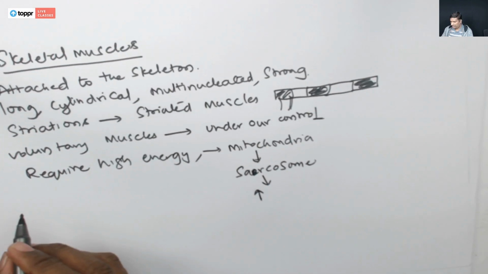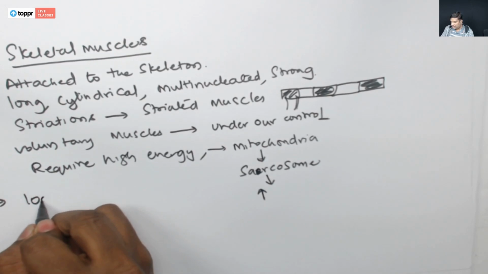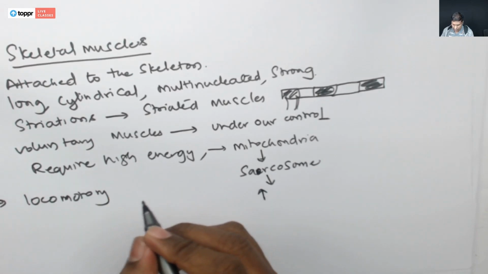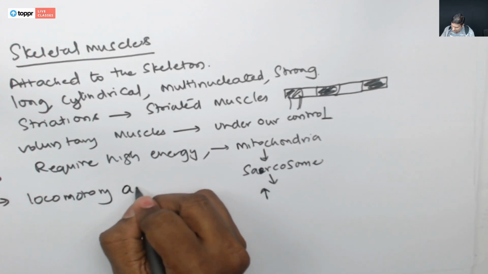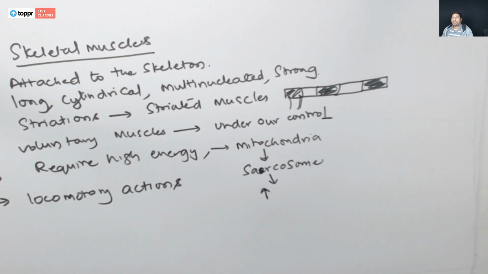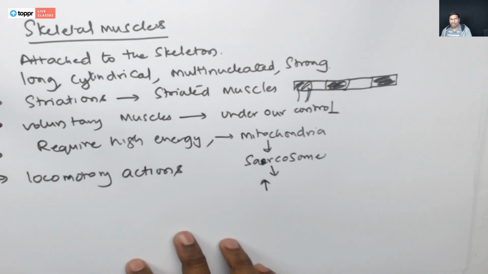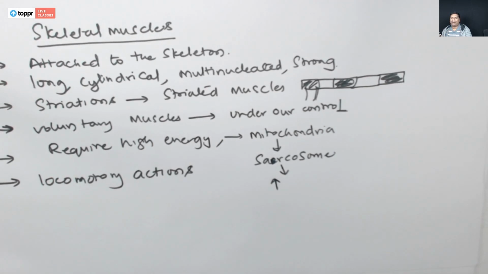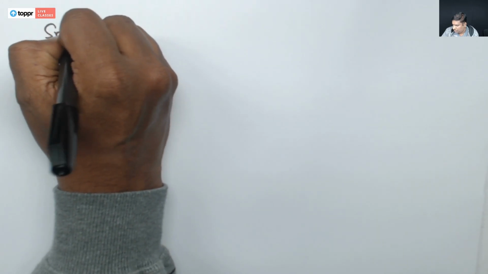And the function of skeletal muscles, as we all know, is locomotory actions. All the movements, whether you're walking, running, or swimming, all those locomotory actions are because of the contractions and relaxations of your skeletal muscles. Then the next type of muscle is the smooth muscle.